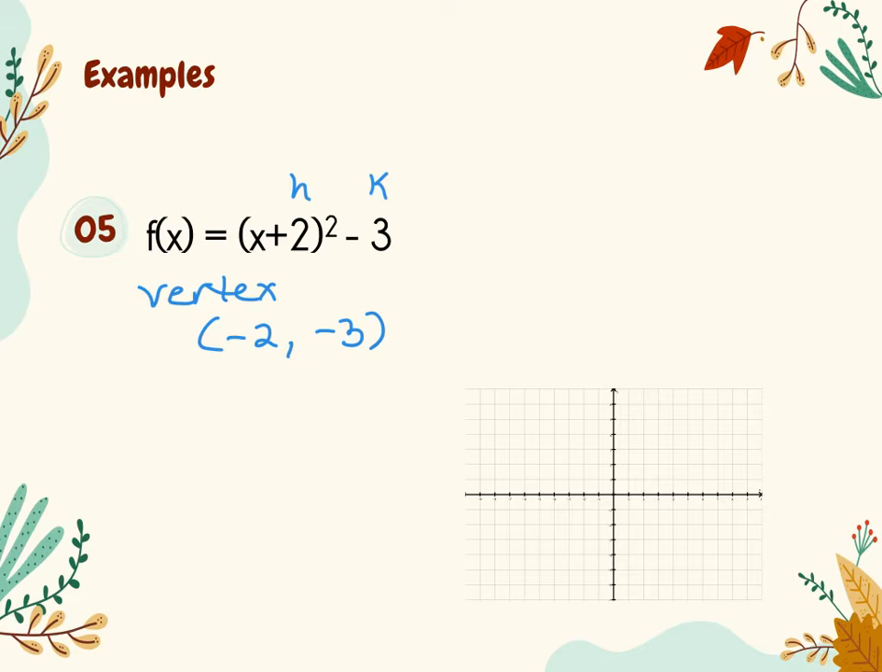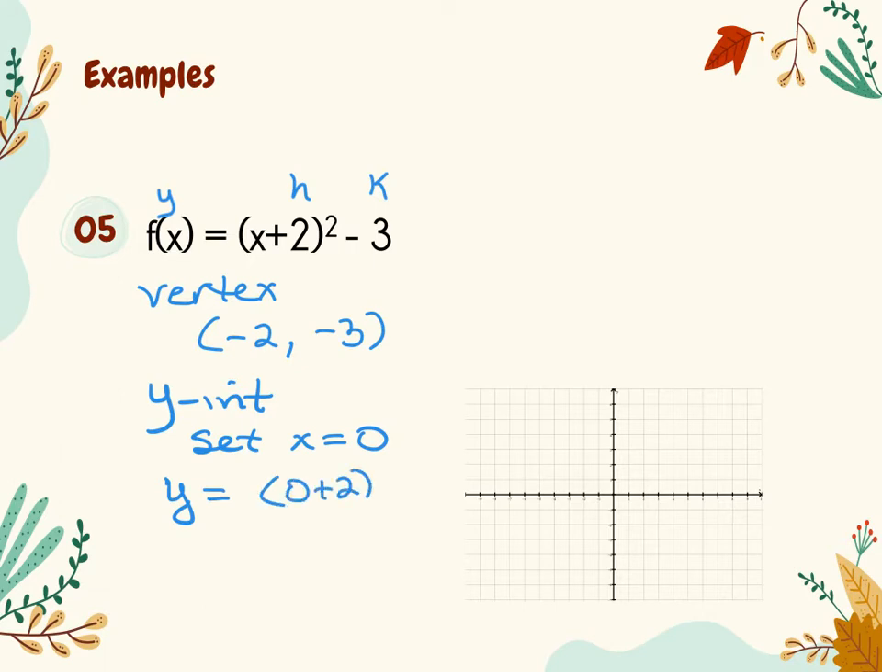Now, because this is not in the quadratic form, I've got to work for the y-intercept. That negative 3 is not my y-intercept. It's not the c. So to find my y-intercept, I'm going to set x equal to 0. So instead of f of x, I'm going to say y equals (0 plus 2) squared minus 3. 0 plus 2 is 2. 2 squared is 4.